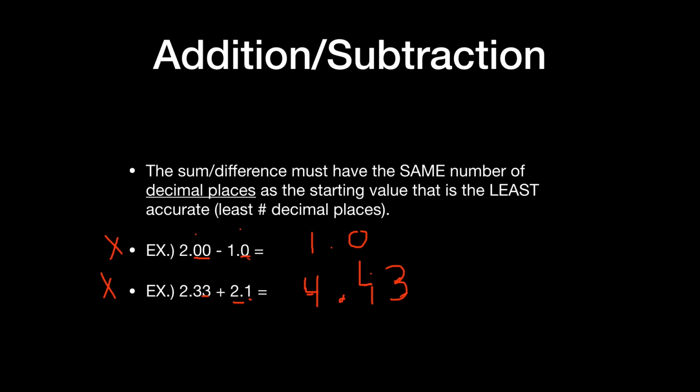So I can change this value around. I want it to have 1 decimal place, so this is my number that I'm keeping. Can I round that number up from 3? I cannot. So what that gives me for my final answer is 4.4. And there you go. It has 1 decimal place, just like the least accurate value that you had in your calculation, and your answer is 4.4.